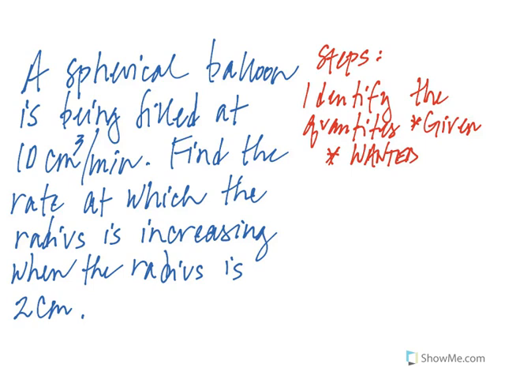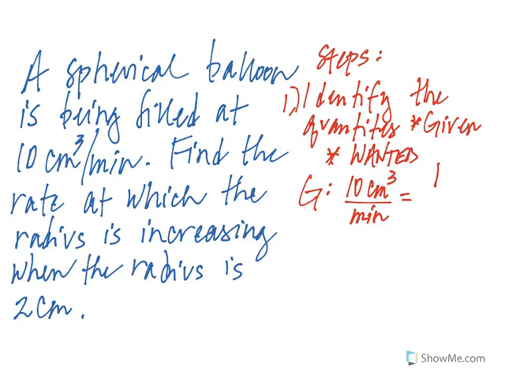All right, so step number 1 is to identify all the quantities given in the problem. That is the quantities given and those that are desired or asked for in the problem. So in this problem, what we're given is 10 cubic centimeters per minute. And if you think about what this represents, 10 cubic centimeters represents the change in volume.